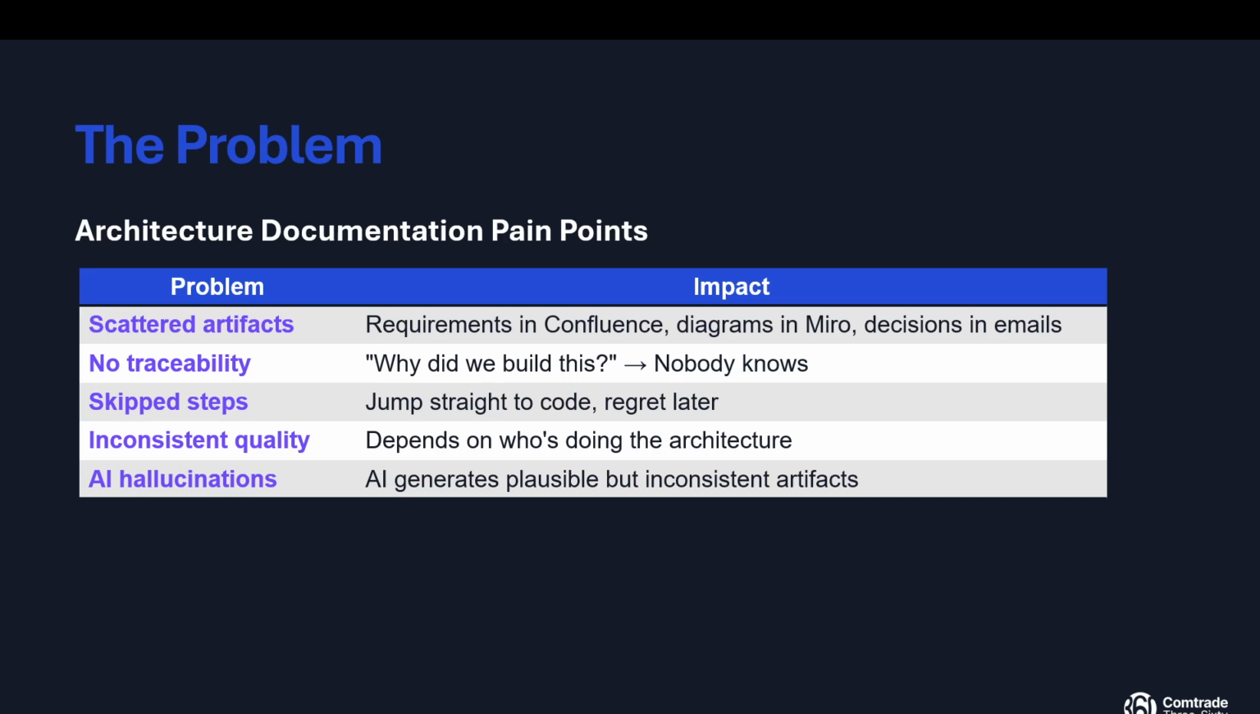We have all been there. There is pressure to deliver, so we jump straight to code. We skip the architecture phase entirely. And then six months later, we are paying the price, basically in technical debt and rework.